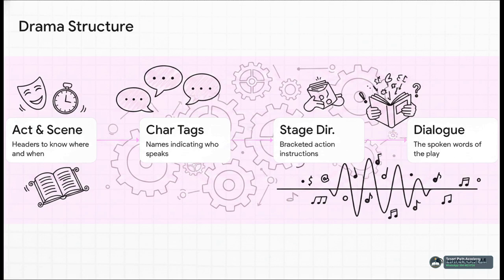Step 3 is the secret sauce. Bracketed stage directions. These instructions tell the actors exactly how to move, how to act, or how to deliver their lines. And finally, Step 4, the spoken dialogue itself. Because there are no paragraph descriptions, the dialogue literally has to do all the heavy lifting to tell the story.